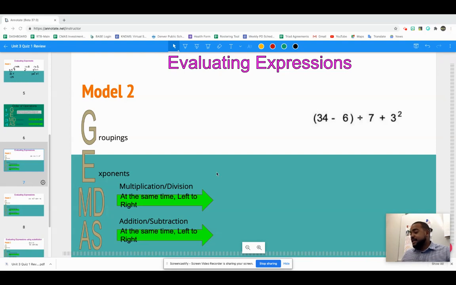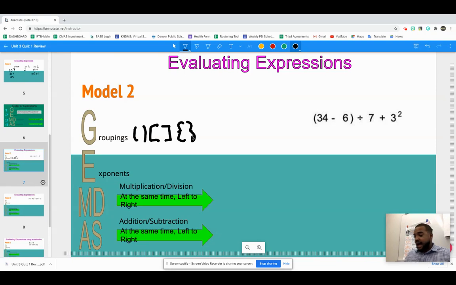So with that being said, I see my expression as a whole here. The first thing I want to ask myself is, do I see any groupings? Do I see any parentheses? Do I see any brackets? Do I see any braces?